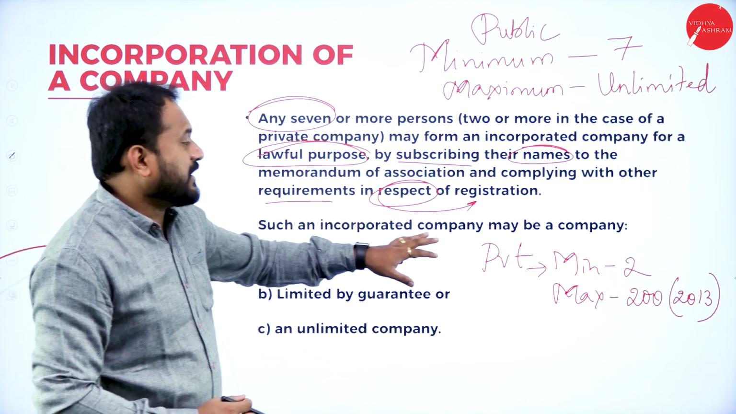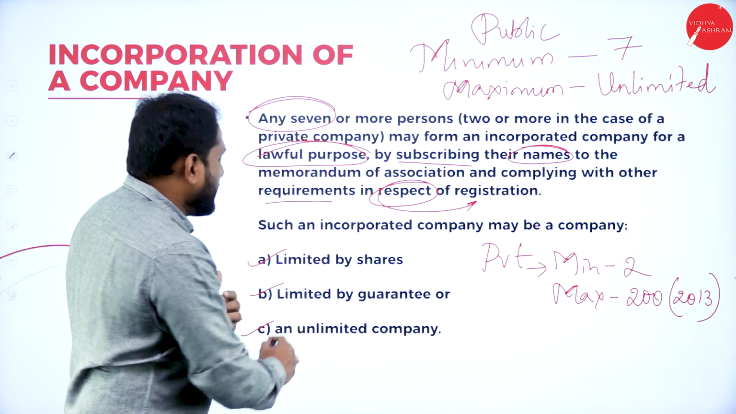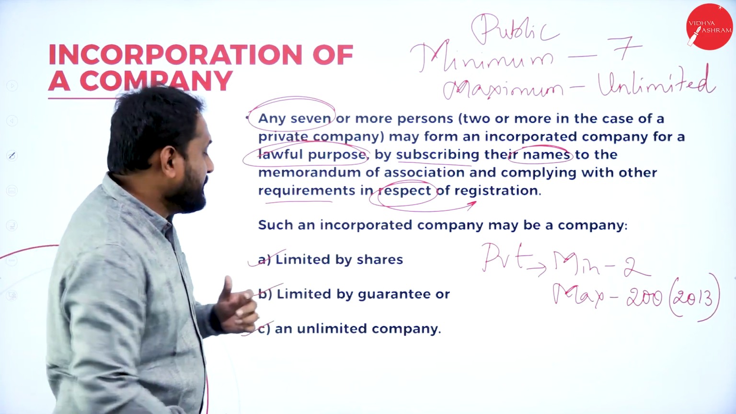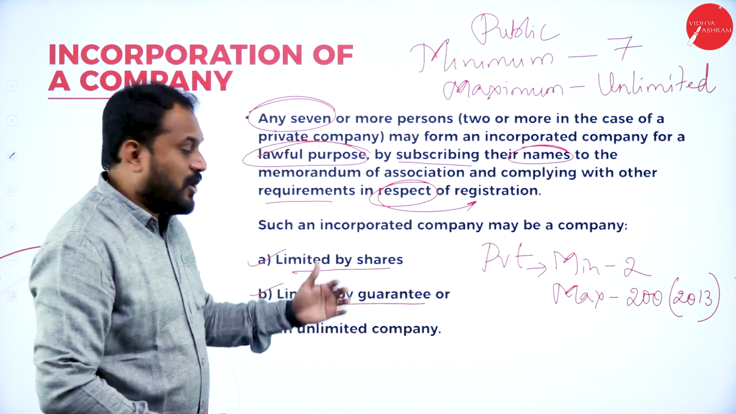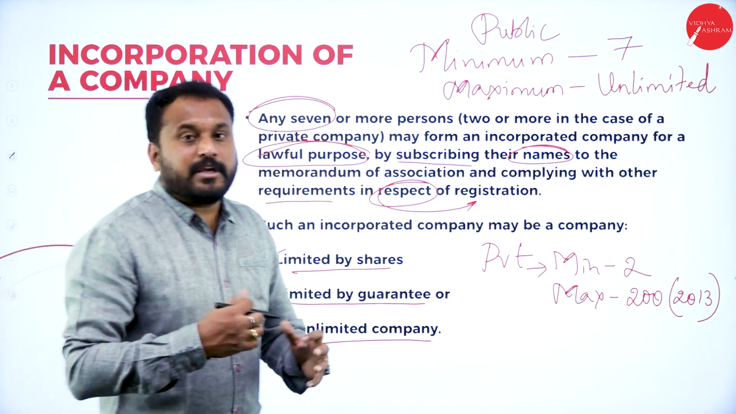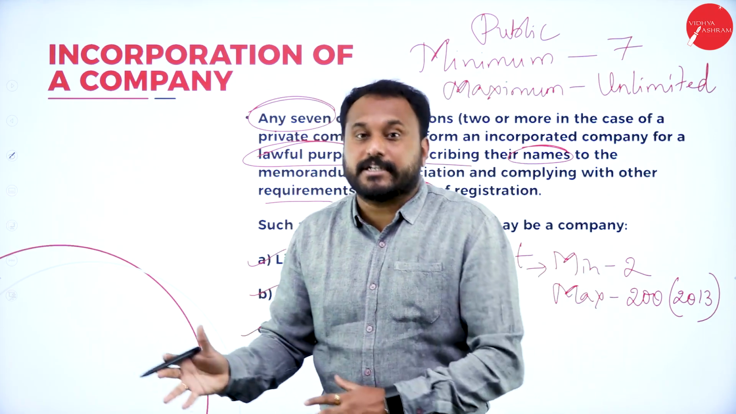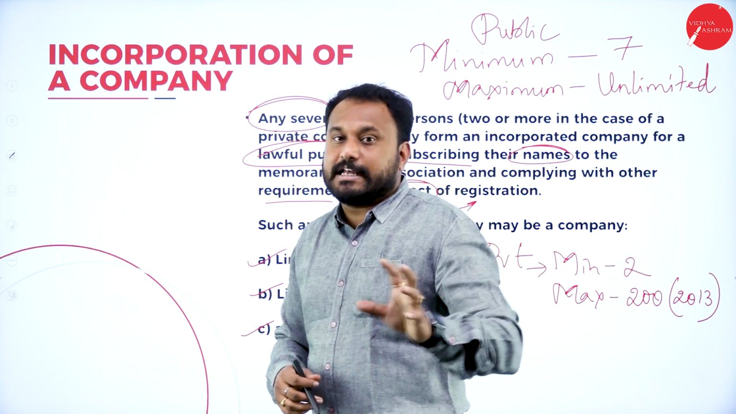Such an incorporated company may be a company with 3 qualities. One is limited by shares. A company can be formed limited by shares, limited by guarantee, or one more, an unlimited company. Now you may be in a dilemma: Sir, how can a company be unlimited? Because a company has a feature called limited liability.